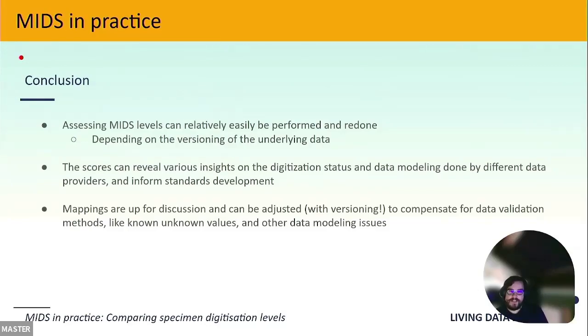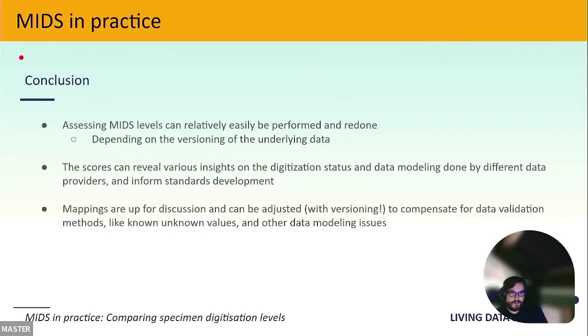And when you do this, these scores can really show various useful insights on the digitization status, which is what we were interested in, but also on the data modeling done by different data providers before they submit their data to an aggregator. And therefore also inform development in terms of promoting interoperability. The mappings, of course, have a high impact on how this work and how these results work in practice. But they're open for discussion.